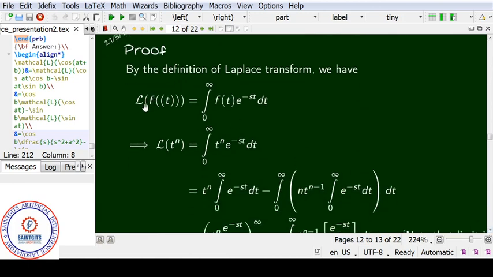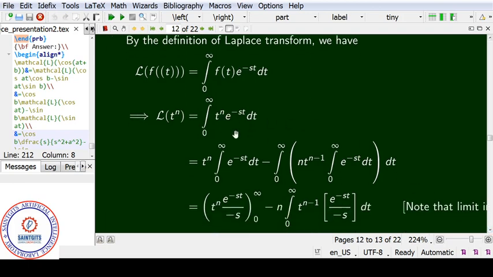We prove like this: L of f of t is integral 0 to infinity f of t e raised to minus st dt, and therefore L of t raised to n is equal to, instead of f of t we just write t raised to n, integral 0 to infinity t raised to n e raised to minus st dt. Now this integral is a product. We will use integration by parts.